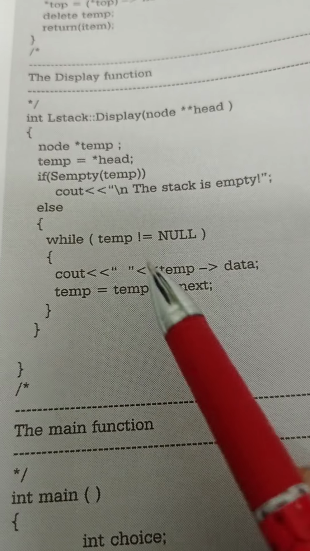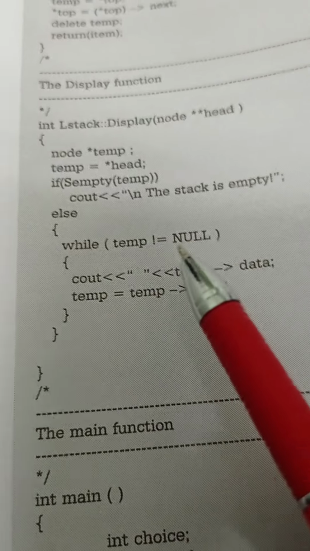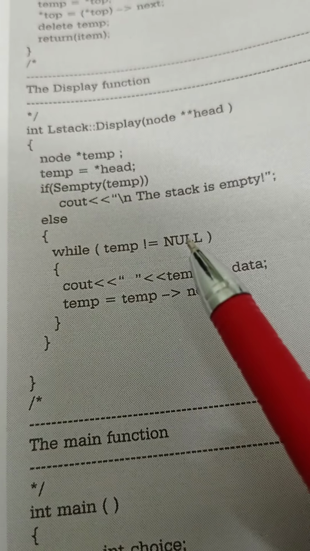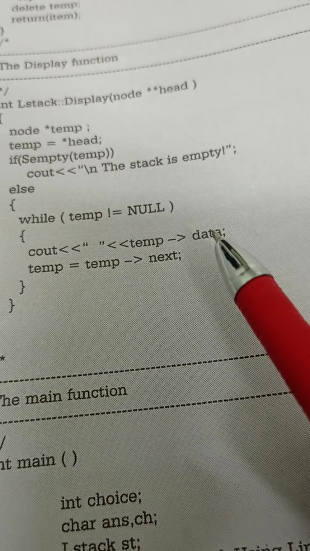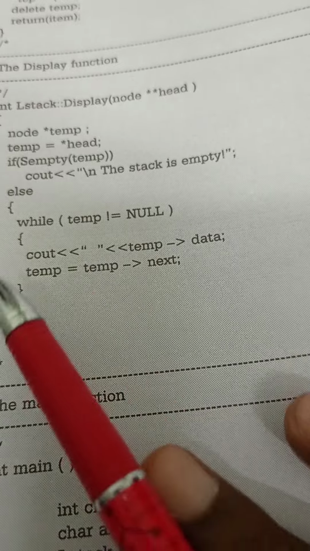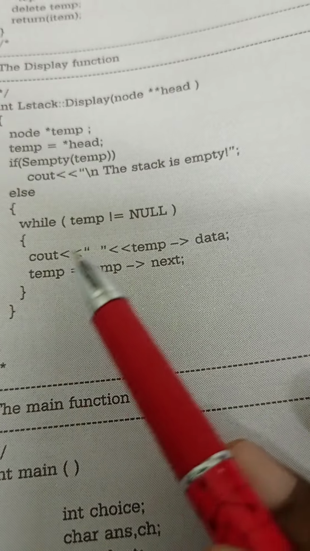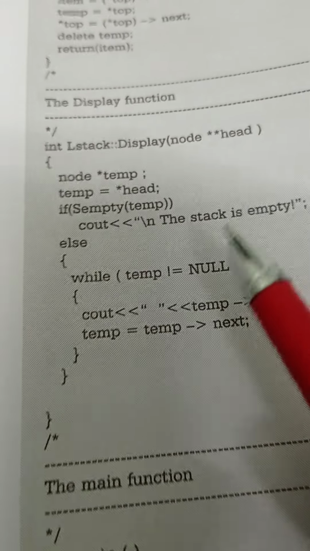While is here, therefore it will display all the elements which are there in the stack. That is, suppose 5 elements are there: 10, 20, 30, 40, 50. First it will display this. After this, temp will point to the next data. Using this while loop, it will display all the data which are there in the stack. This is the display function.